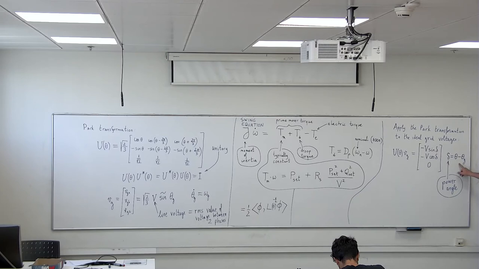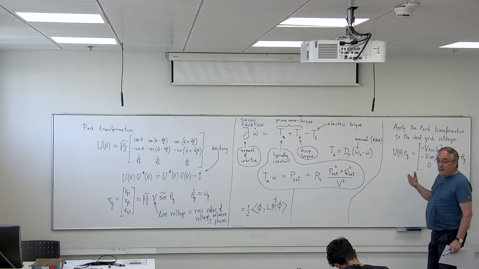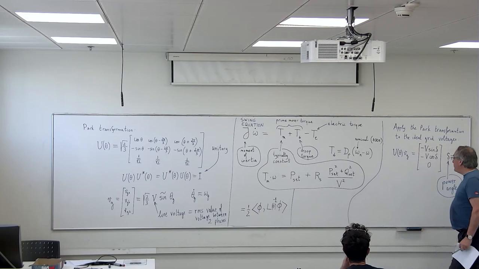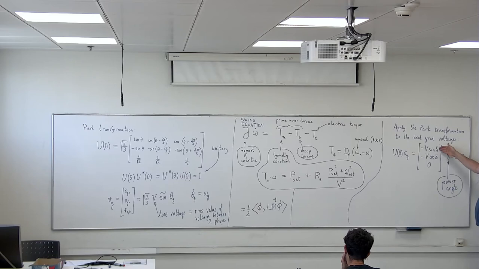Now, having understood this, this power angle is changing slowly. It is a slow variable, so it can be constant for a long time. And if you look now at the Park transformed vector, you see that the first two components are almost constant. Let's say they are slowly changing variables. And the third component is zero.